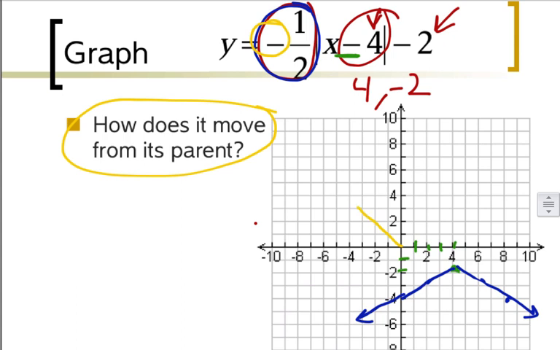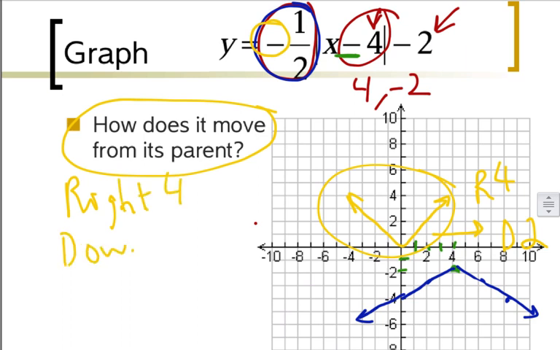So the question is how does this move from its parent? Well, its parent is this graph. It's always this original, most basic V. So how did it move? Well, from here, it moved to the right 4, so I would say right 4. It moves down 2, and then it reflected. So if I was actually listing this, I'd say right 4, down 2, and then it reflects.